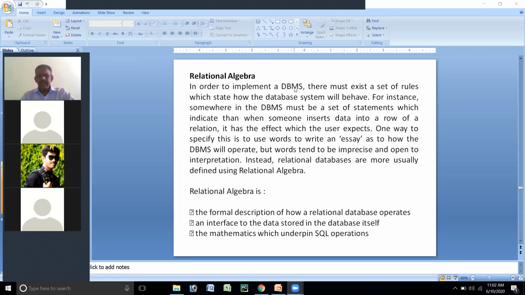In order to implement a DBMS, there must exist a set of rules which state how the database system will behave. It means in a DBMS we also have a set of rules using which we can state how the DBMS will behave. For example, somewhere in the DBMS must be a set of statements which indicate that when someone inserts data into a row of a relation, it has an effect.